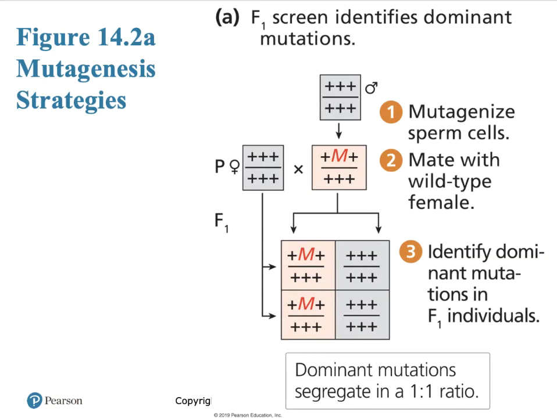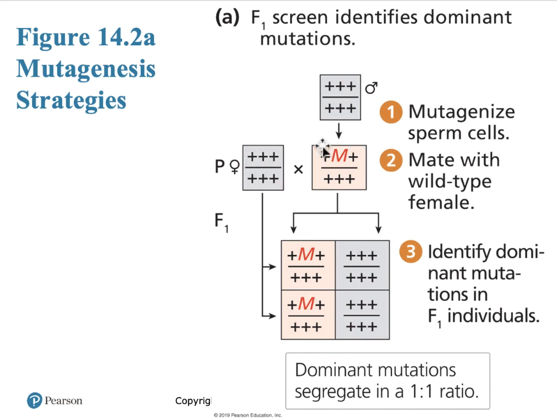Figure 14.2a is very important to understand because it's the foundation of subsequent figures. In this particular example, we're looking at a screen to identify dominant mutations. The process begins by taking wild-type males and subjecting them to mutation so that the genes are randomly mutated. In this example, this box here indicates that the middle gene carries a mutation in the heterozygous condition, and those males will then be able to form gametes, and the gametes will segregate into those that carry the mutation and those that don't.